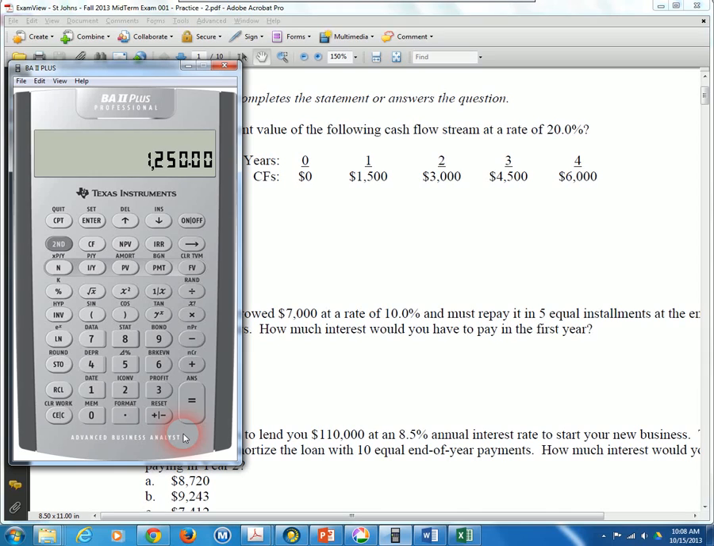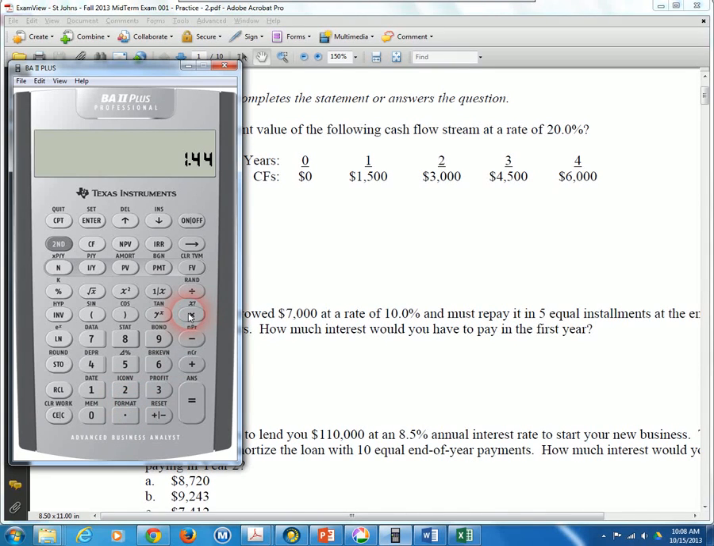Now we have to do this 4 times, so what I'm going to do is enter what we call the discount factors into memory, and then I'll simply add each one of them up. The first year discount factor is 1.2, so I'm going to store it in memory location 1. Now you'll have to figure out how to do this in your individual calculators. Then I simply take the square of it.